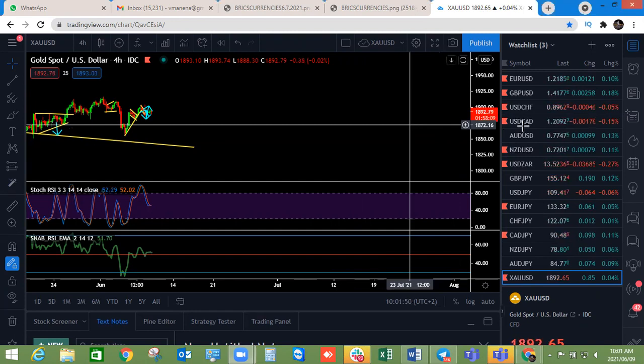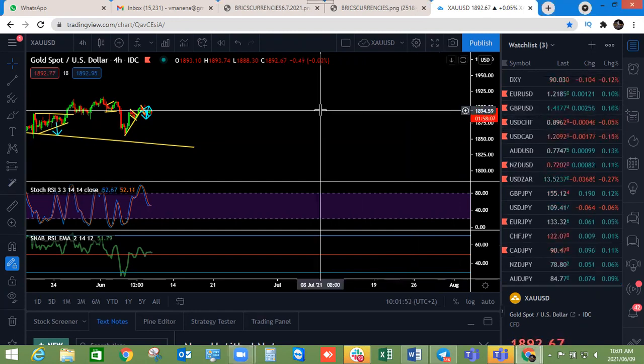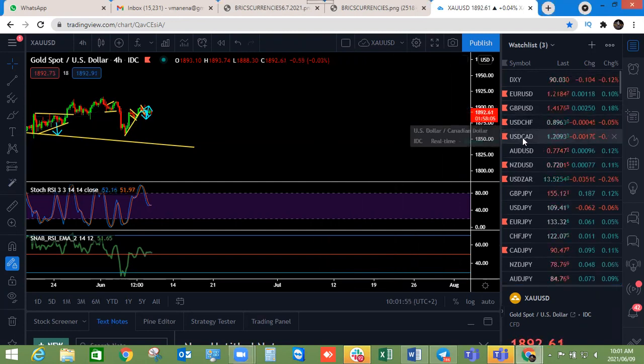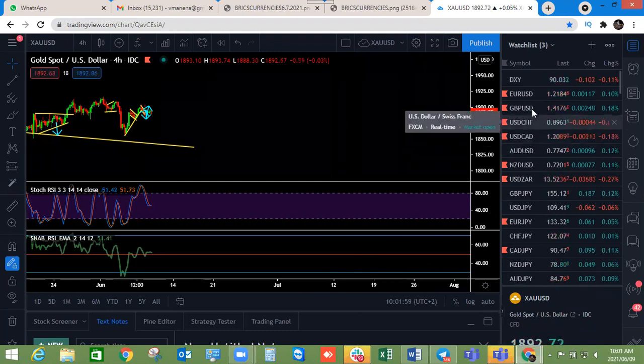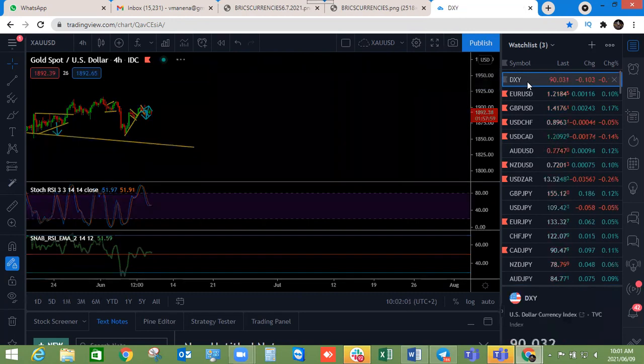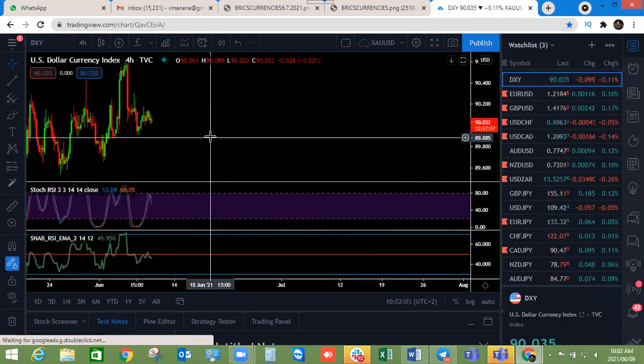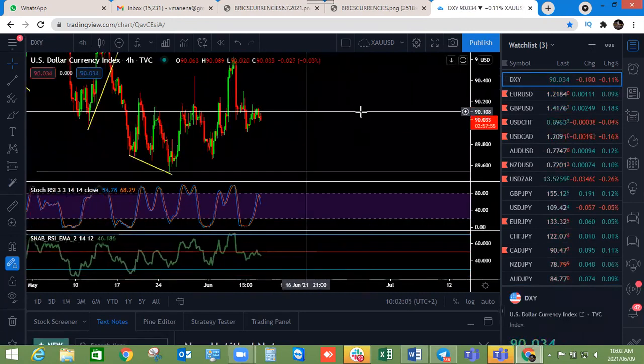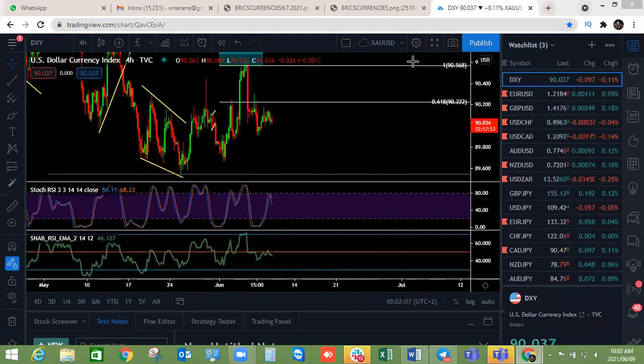Let's go through all the pairs. We are scanning through all the pairs, and we will touch on the trade setups that we have discussed yesterday as well. Let's get started with the DXY. The DXY, as you can see on the 4-hour, is going to continue lower. This is a continuation to the downside. We are top here. We are bottom below 50%.